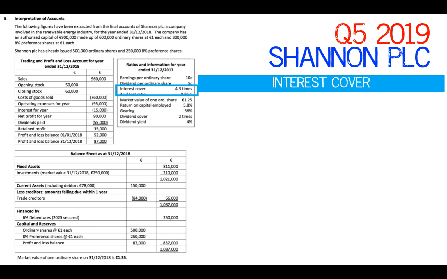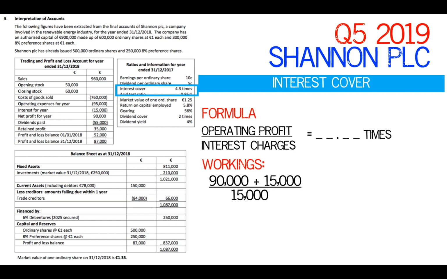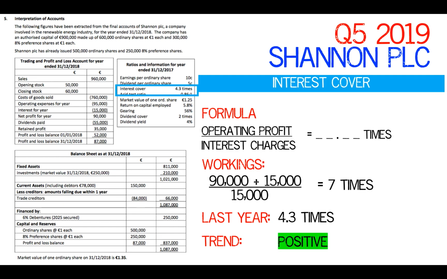Okay, 2019 Shannon PLC formula, operating profit over interest charges. And our operating profit here would be our 90 plus 15. So operating profit would be in here. So that is your profit figure before interest and tax and dividends, etc. So 90 plus 15 over 15, that is 7 times. So last year it was 4.3 times, and as I've just said, we want our interest cover to be as high as possible, so that is a positive trend. So the interest cover is higher, that is ideal. We want it to be higher, so that is positive.